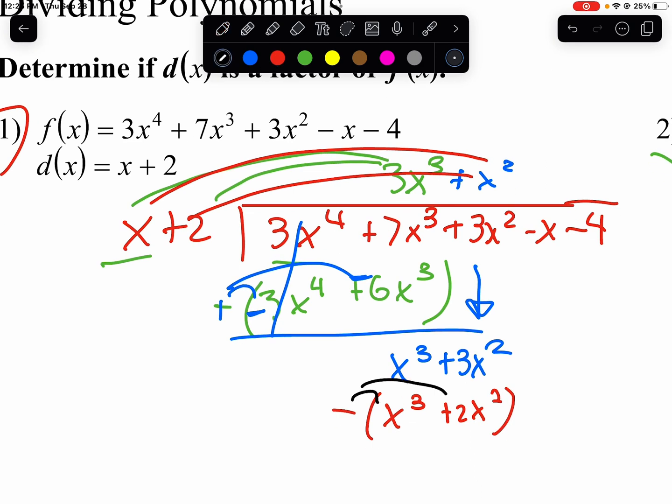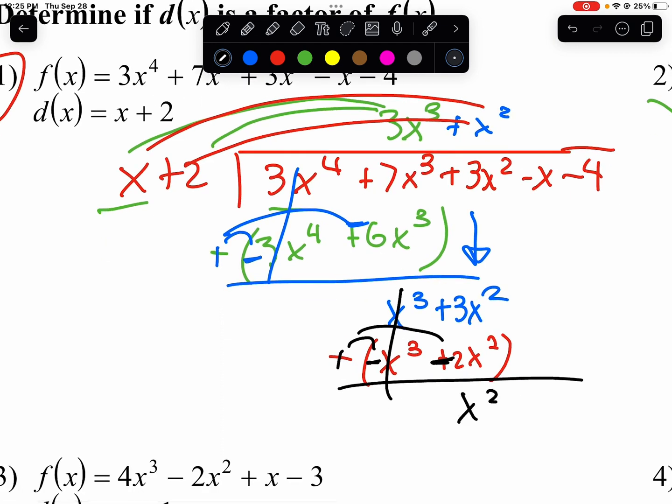So I'm going to distribute the negative. Both of these are then going to become negative. And when I do it, it cancels, and then I'm left with 1x squared. And I bring down my minus x. And I do the same thing again.